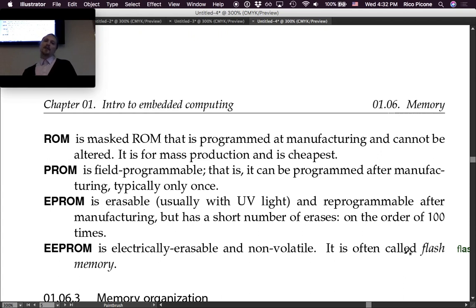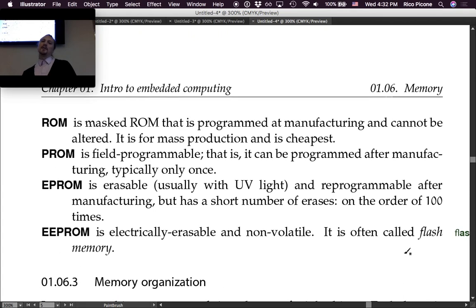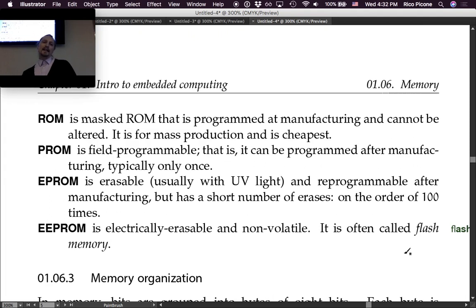And then there's the electrically erasable and non-volatile EEPROM, which is often called flash memory. So that's the stuff that we use as longer-term non-volatile storage, but can be rewritten as well.